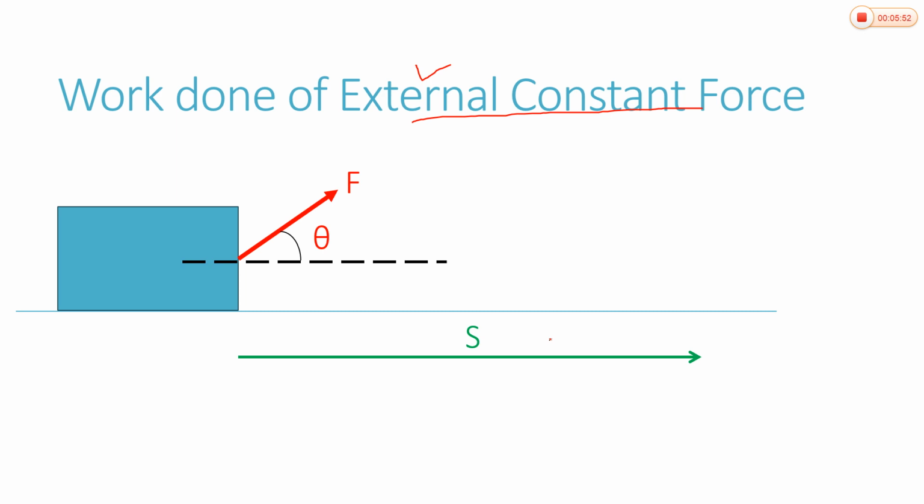S is the displacement. Then the external force work done we are going to calculate by using the definition of the dot product or the scalar product of force and displacement. So work done of F is what? F dot S, that is Fs cosine of theta, where theta is the angle between the direction of force and displacement. In this way we can calculate the work done of a constant force which is acting on an object.